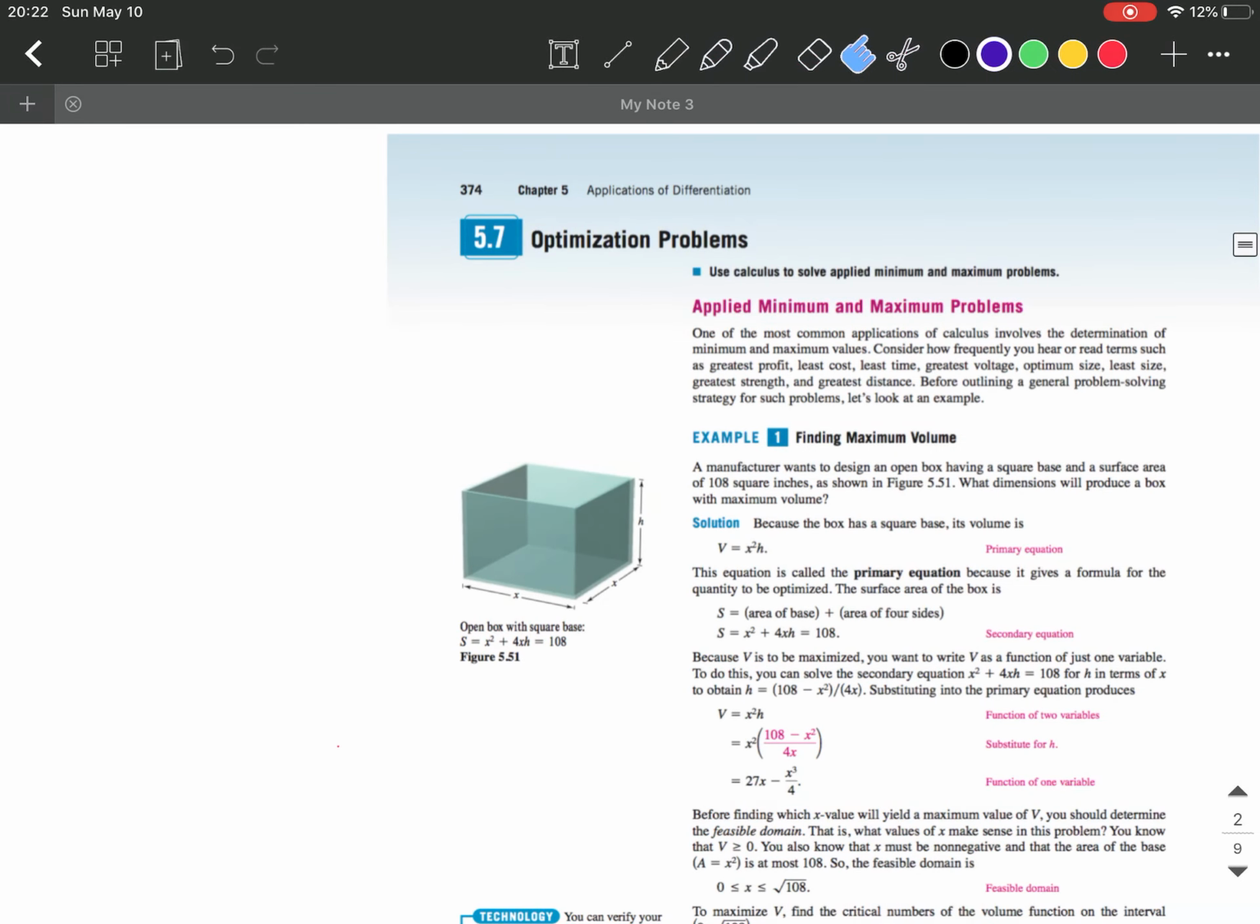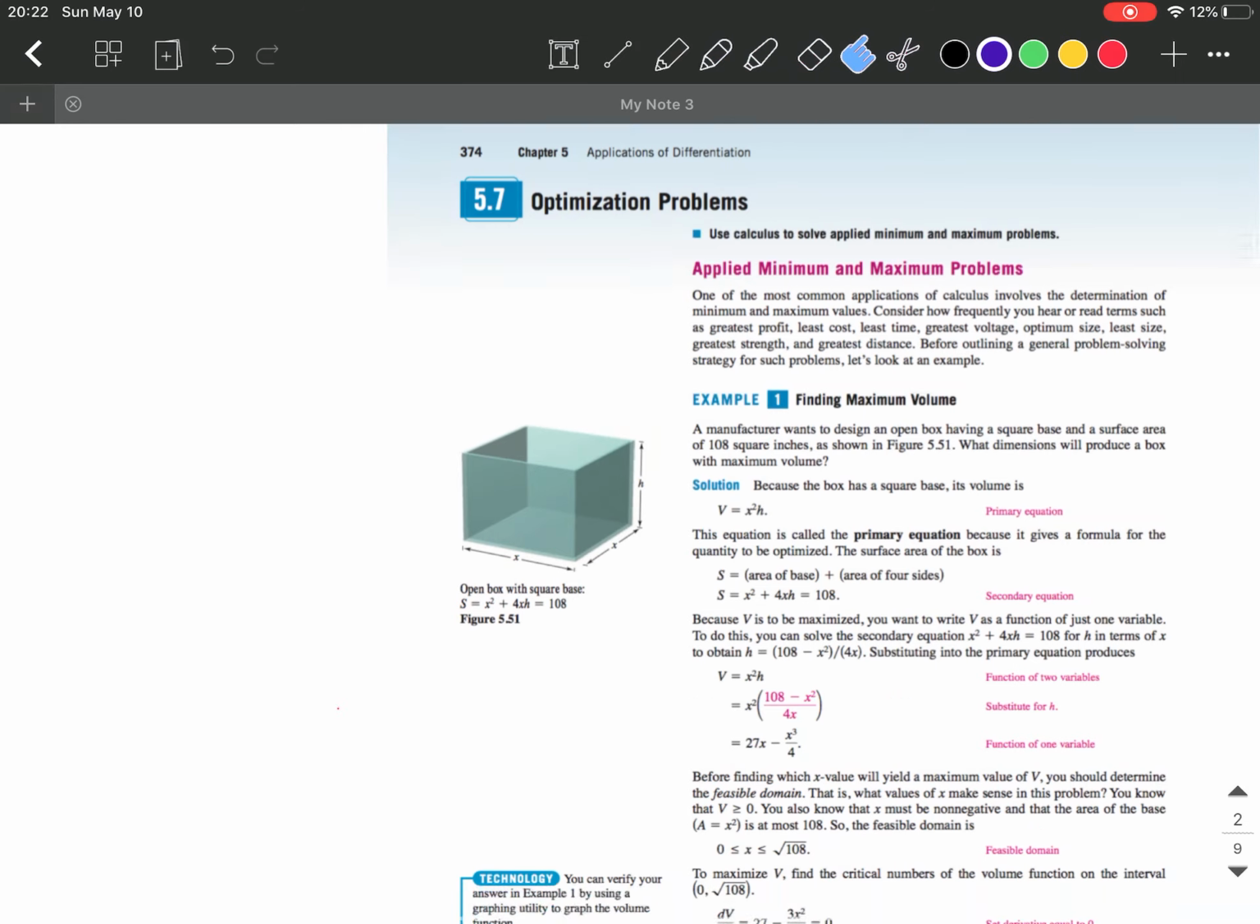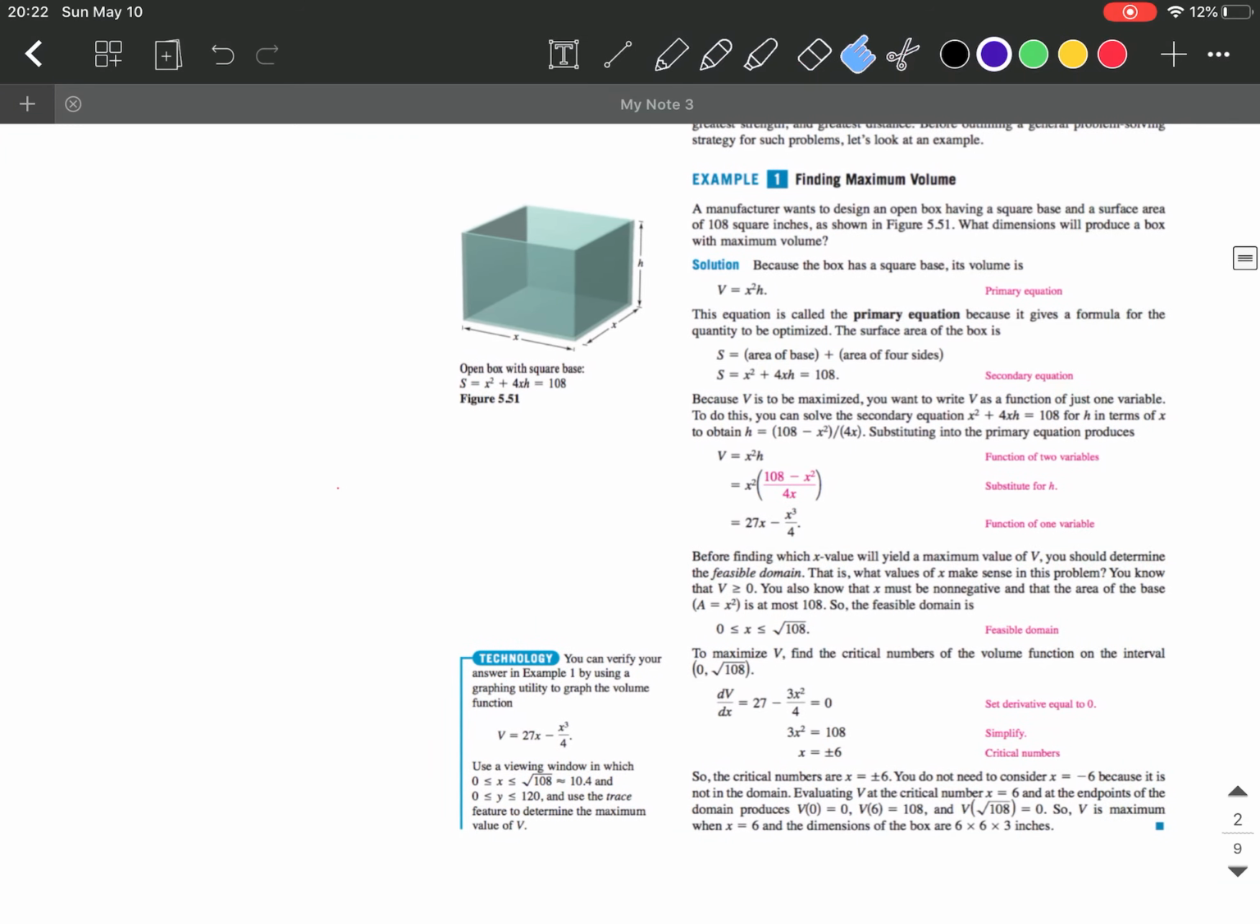Okay, so let's look at example 1. I wish I had cut these shorter, but here I have them.